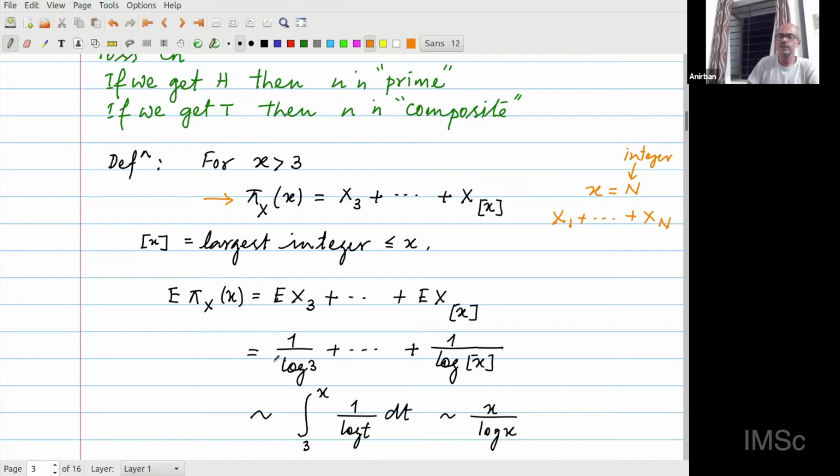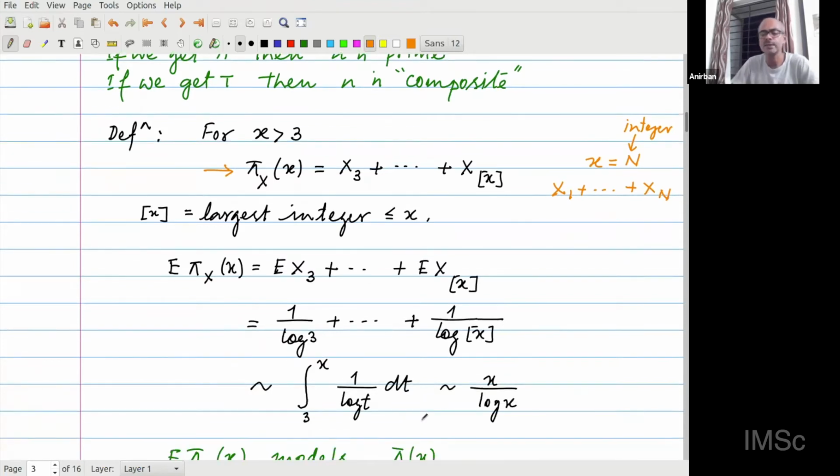That is roughly this integral. This is just the sum of reciprocals of logarithms. This is roughly the integral from 3 to x of 1 over log t. It's not precisely the integral, but it's roughly, and it's not a very bad estimate. It's close to that integral, which is again roughly x over log x. I must warn you that there are errors.